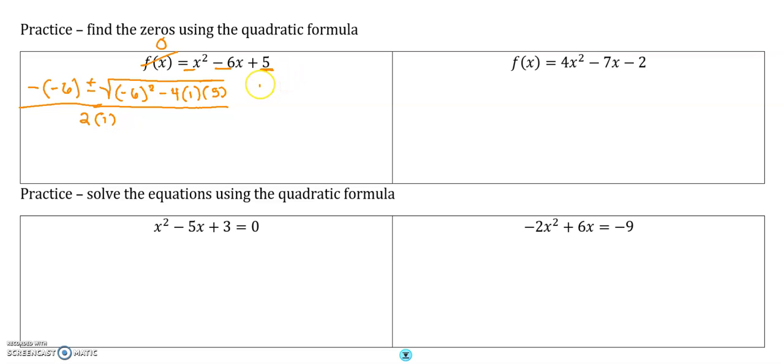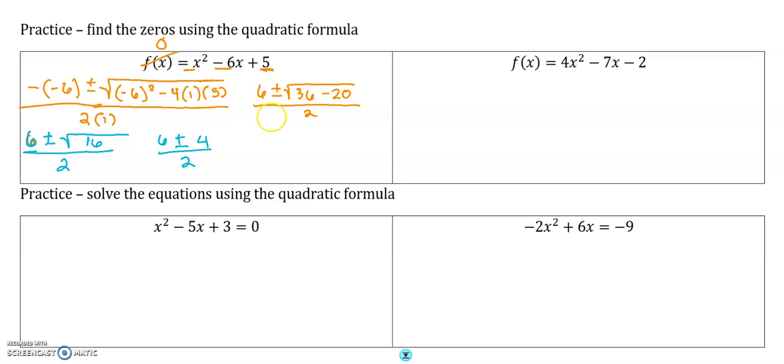Negative 6 is just going to be a positive 6 plus or minus. Under the radical, negative 6 squared is 36. Negative 4 times 1 is negative 4. Negative 4 times 5 is negative 20 over 2. All right, we'll keep simplifying. Our next step, I'll put that in blue. There we go. 6 plus or minus 36 minus 20 is 16 divided by 2. So we have 6 plus or minus the square root of 16, which is 4, over 2.